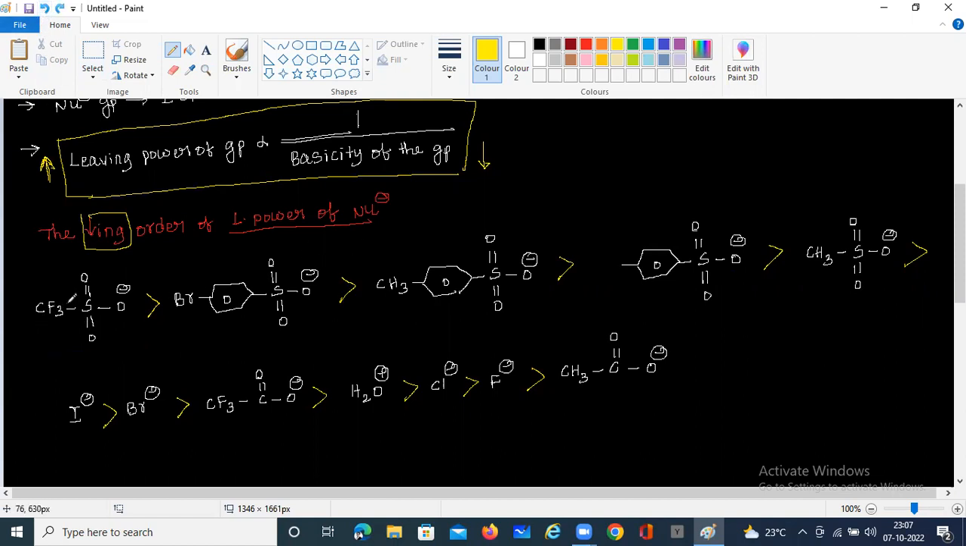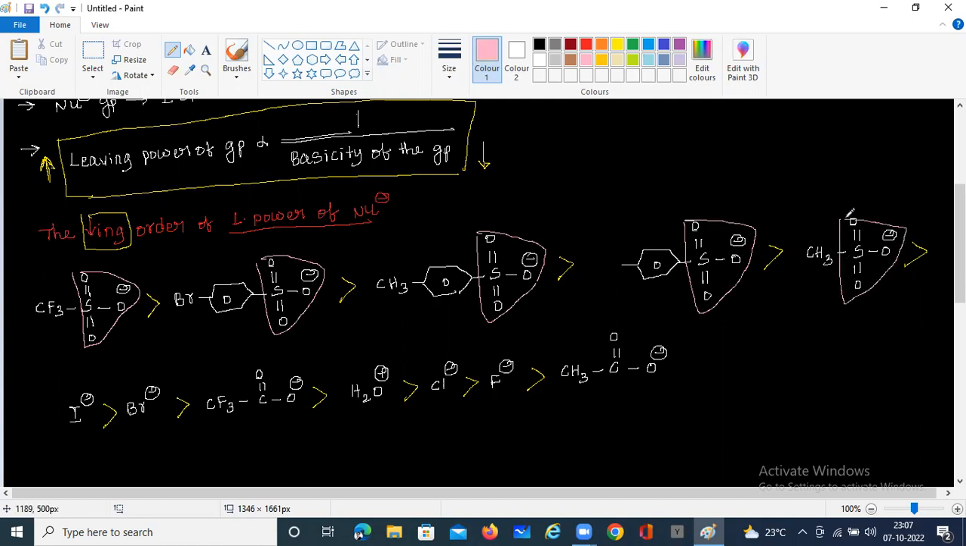So how can we remember this, beta? What is the common thing here? I'm going to show you. See, SO3, this one is the common. SO3 is the common, and this is the easy method to remember. So 1, 2, 3, 4, 5: in these 5 orders, SO3 is the common.